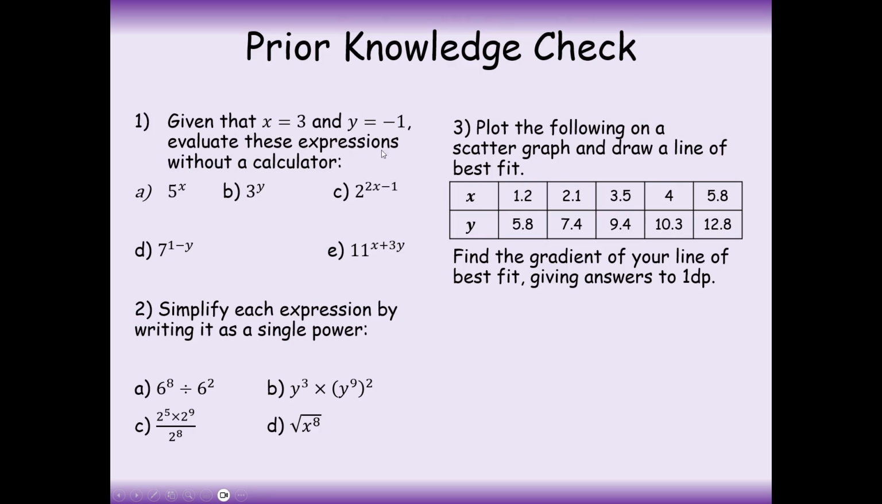Question one is simply just substitution. All you have to do is substitute these values into the expression and tell me what the answer is. So, 5 to the power 3 is 125, 3 to the power of minus 1 is 1/3, and so on. You substitute 3 in here, and 6 minus 1 is a 5, so 2 to the power of 5 is 32, and so on and so forth. Minus 1 makes it 7 to the power of 2, and 3 plus negative 3 makes it 0, because 11 to the power of 0 is 1.